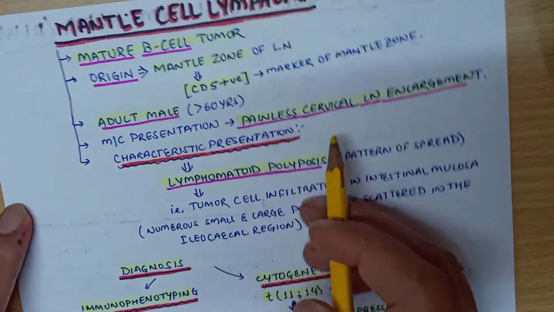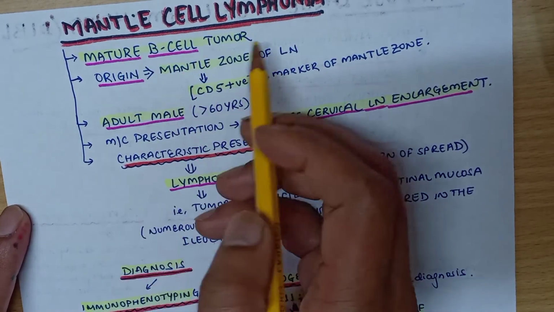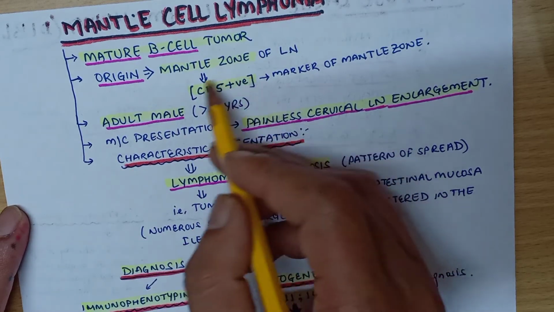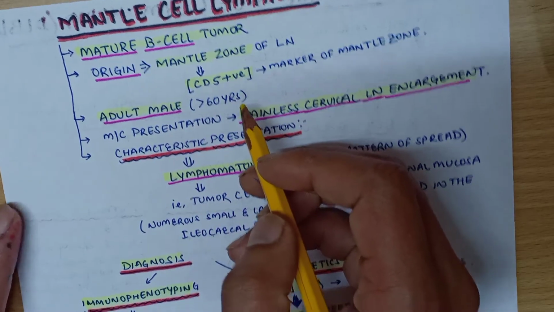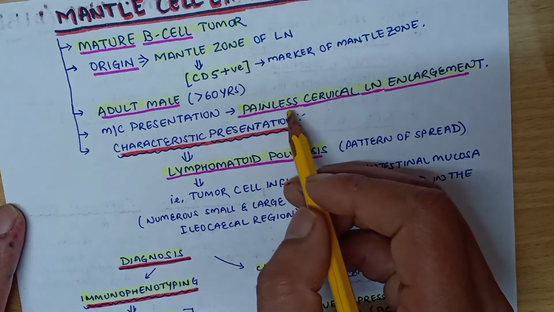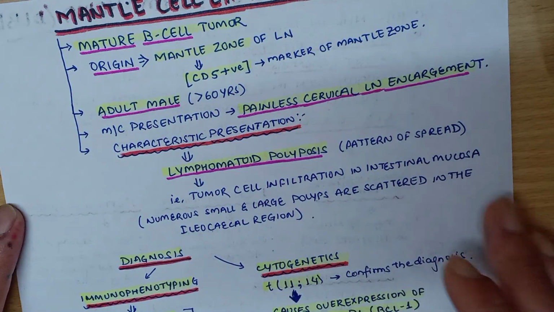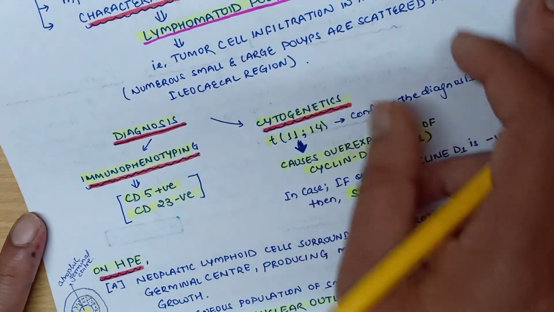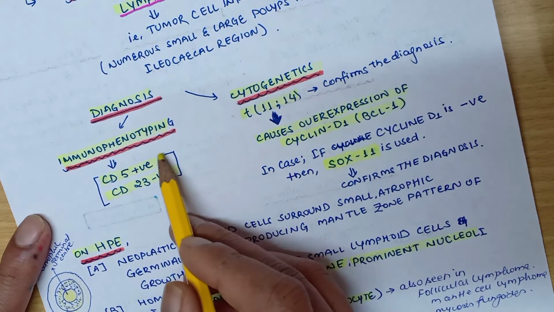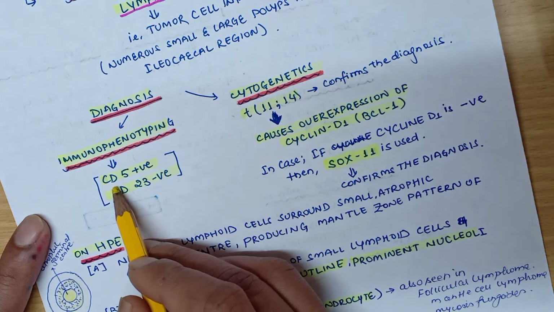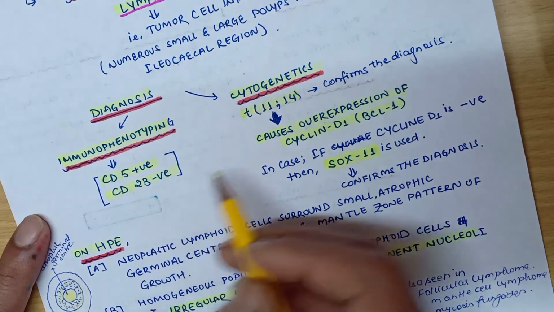Now let's revise the whole thing. Mantle cell lymphoma is a mature B cell tumor of mantle zone origin with CD5 marker positive. It is mainly seen in adult males more than 60 years of age, and it presents with painless cervical lymph node enlargement, and it is characterized by lymphomatoid polyposis. So how to diagnose? You do immunophenotyping, where you see CD5 positive and CD23 negative.